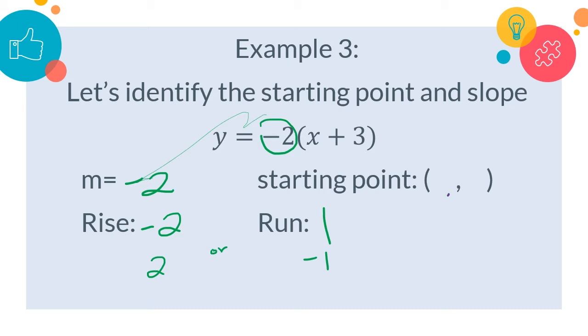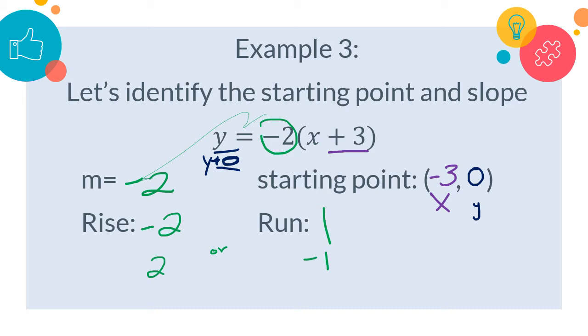What number's with my x? My starting x value, it says positive 3, but I write negative 3. What number's with my y? Oh, nothing. Okay. What could I add or subtract onto something that doesn't change it? If there was a blank here, what could I fill in? A 0. So my y value is 0. Nothing's being added or subtracted on.